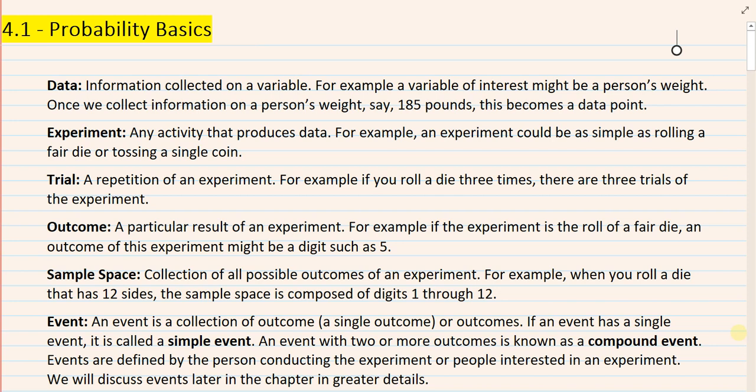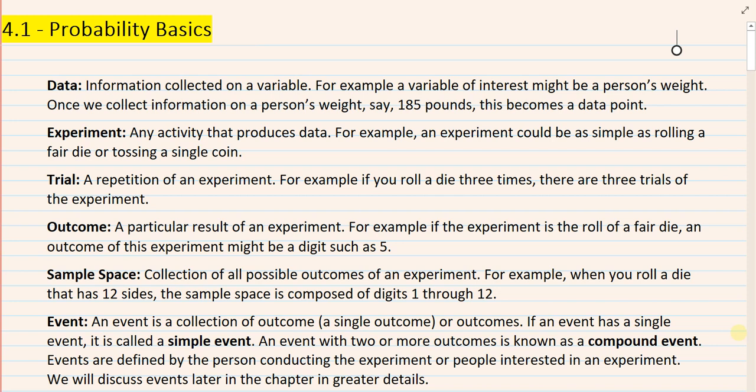Then we talk about outcomes. So what is an outcome? An outcome is a specific result of an experiment. It's what happens when you conduct the experiment. That's going to be the outcome. So let's say you toss a coin. If you observe a head, that would be the outcome. Again, the outcome is what could happen when you conduct that experiment.